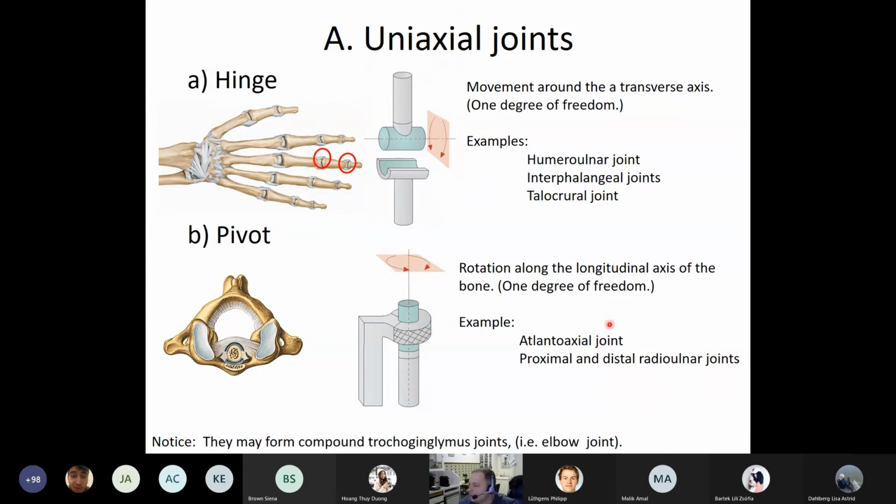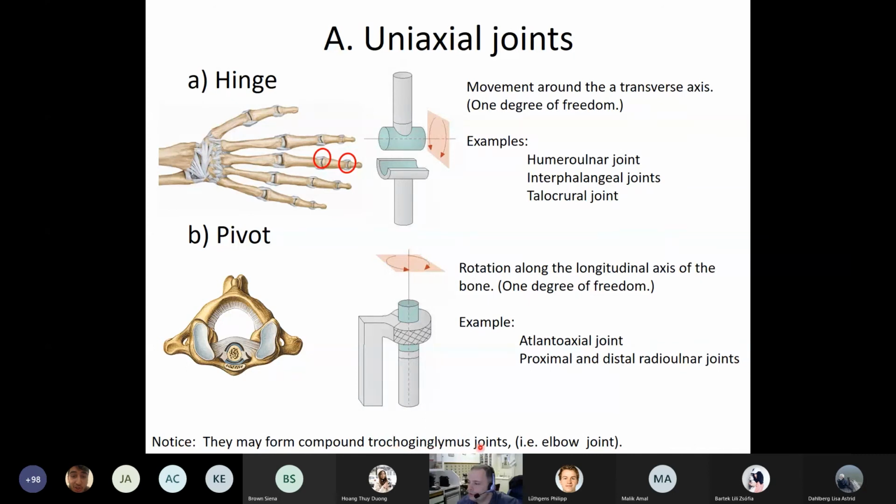We will talk about these joints in detail in your practical classes. We also have another example. The proximal and the distal radio-ulnar joint of the forearm allows this kind of rotation of your forearm. And you may combine these two joints with each other. This happens in the elbow joint because you may combine them. And this term refers to the type of the elbow joint.